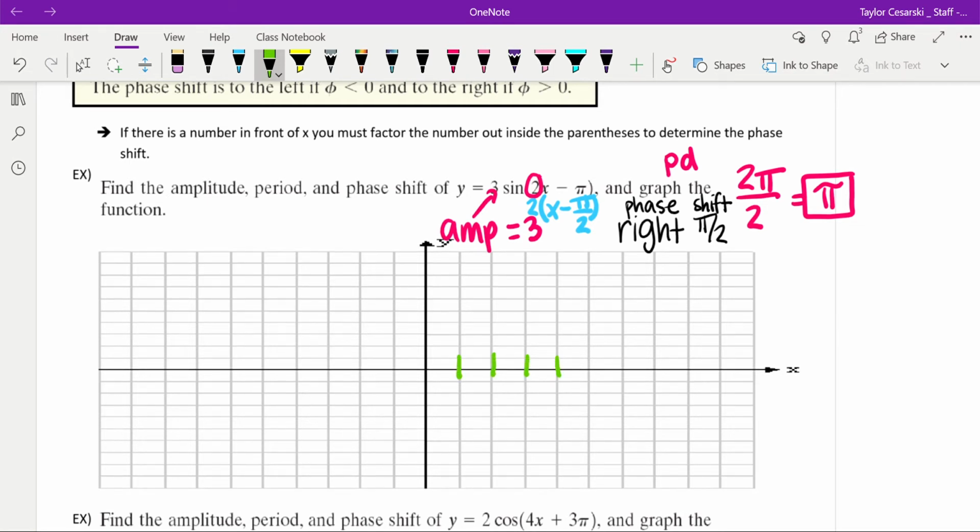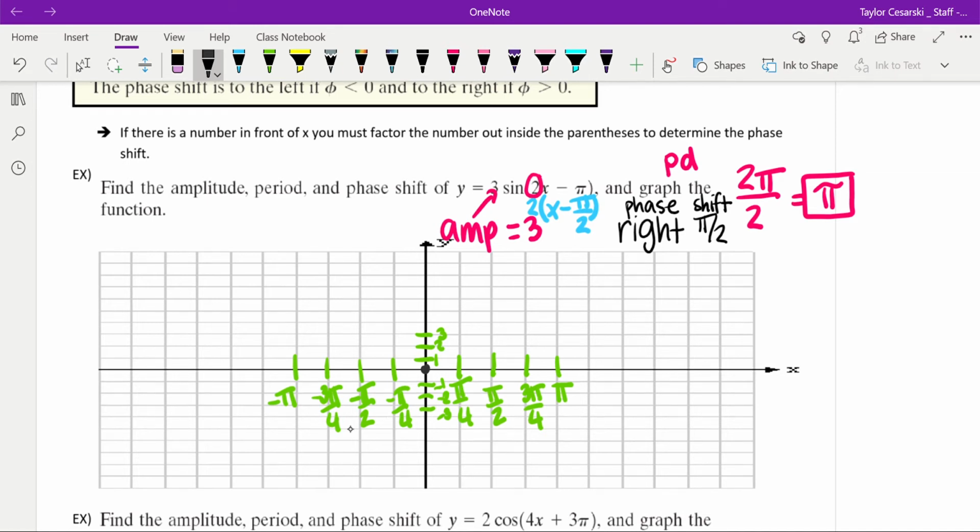Remember your period will go on the fourth line, so that's pi. So that'll be pi over 4, pi over 2, 3 pi over 4, and then pi. Negative pi, negative 3 pi over 4, negative pi over 2, and negative pi over 4. I know my amplitude is going to be 3, and then down to negative 3. I'm going to graph it with an amplitude of 3, and then I'll go back and do the phase shift of right pi over 2.